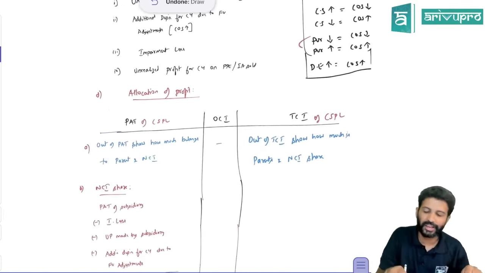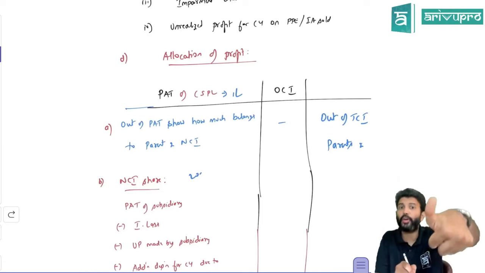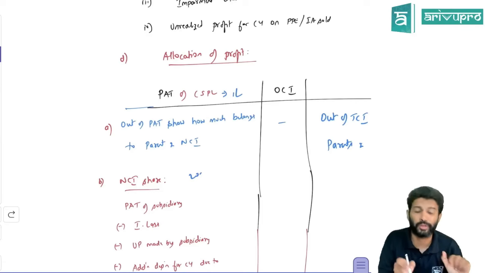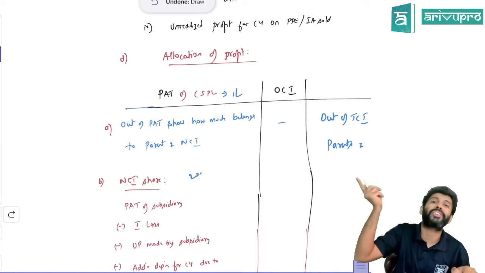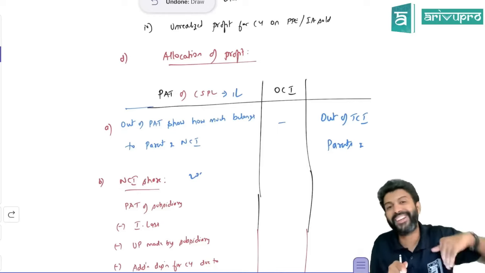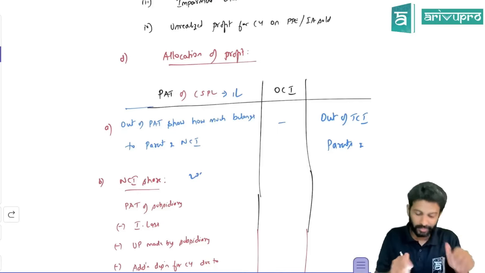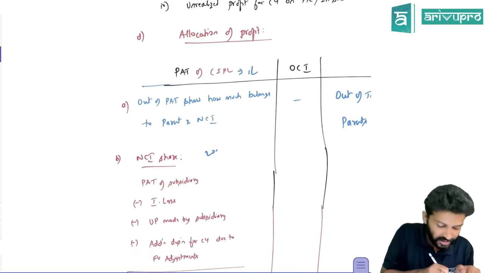Don't take PAT. Let's say PAT of consolidated SPL is 1 lakh. NCI share is 20%. So don't directly take 1 lakh into 20%. Why? Sir, this 1 lakh is consolidated SPL. Consolidated SPL means it has the parent's profit also, it has the subsidiary's profit also. NCI is a shareholder in the subsidiary company. He will not get the parent company's share of consolidated SPL. Okay. So what you have to do here is in these cases.